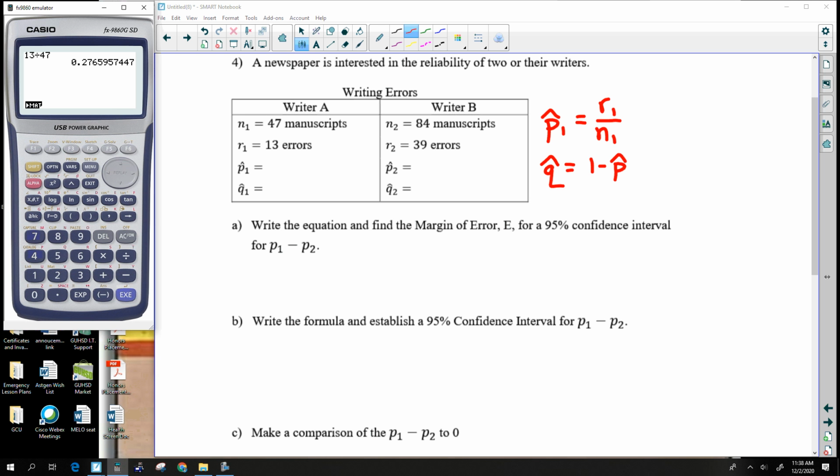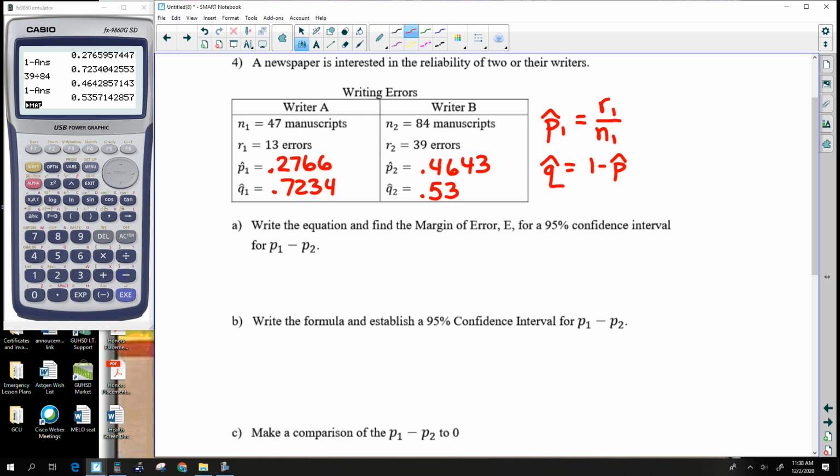So 13 divided by 47 is 0.2766, and thus the q of that is 0.7234. The next one is 39 divided by 84, and that is 0.4643. And so that's going to be 0.5357.